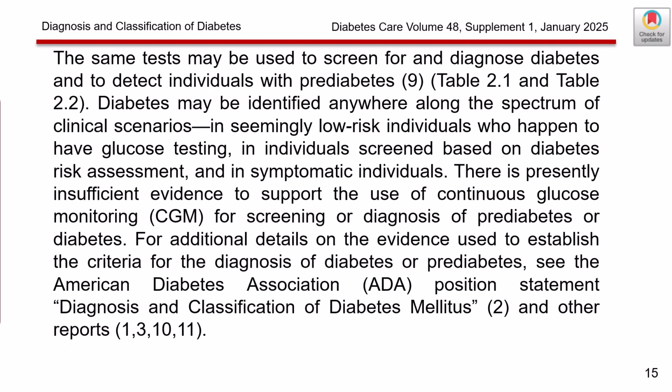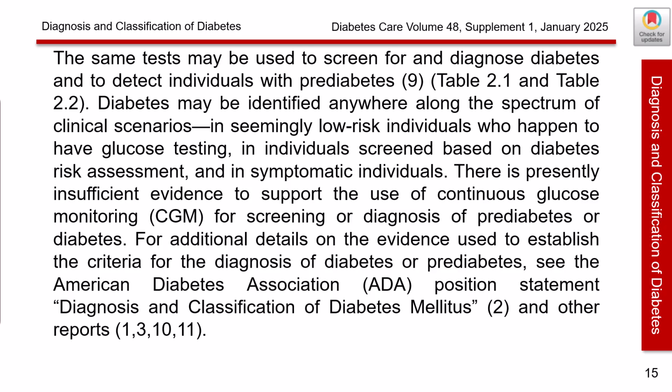The same tests may be used to screen for and diagnose diabetes and to detect individuals with prediabetes. Diabetes may be identified anywhere along the spectrum of clinical scenarios: in seemingly low-risk individuals who happen to have glucose testing, in individuals screened based on diabetes risk assessment, and in symptomatic individuals. There is presently insufficient evidence to support the use of continuous glucose monitoring for screening or diagnosis of prediabetes or diabetes. For additional details on the evidence used to establish the criteria for the diagnosis of diabetes or prediabetes, see the American Diabetes Association position statement, diagnosis and classification of diabetes mellitus, and other reports.